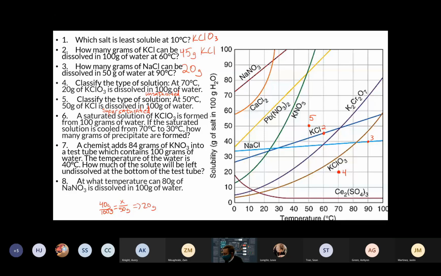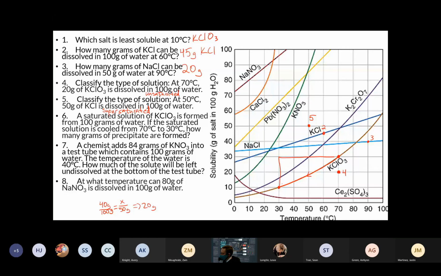Number 7, a chemist adds 84 grams of KNO3 into a test tube which contains 100 grams of water. Temperature of the water is 40 degrees Celsius. How much of the solute will be left undissolved at the bottom of the test tube? So 84 grams per 100 grams, that is going to be up here, and the temperature is 40 degrees. So I'm going to find my coordinate, 40 degrees, 84 grams per 100 grams of KNO3.